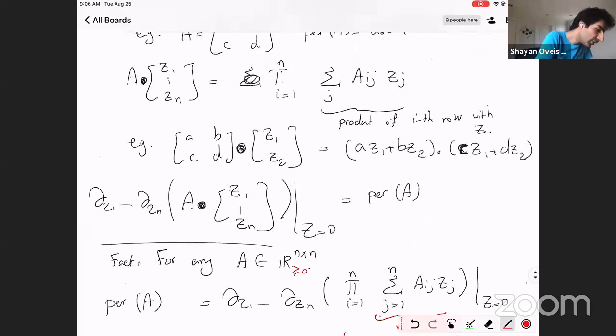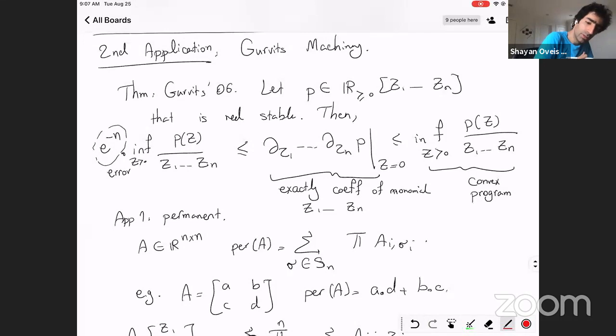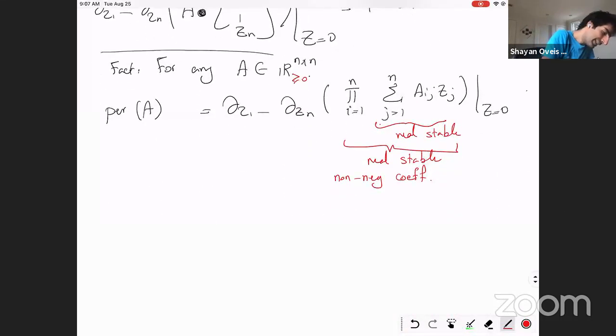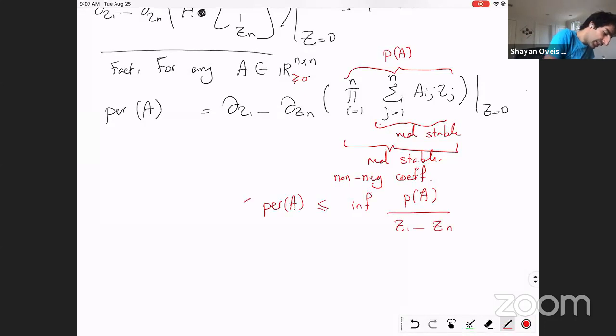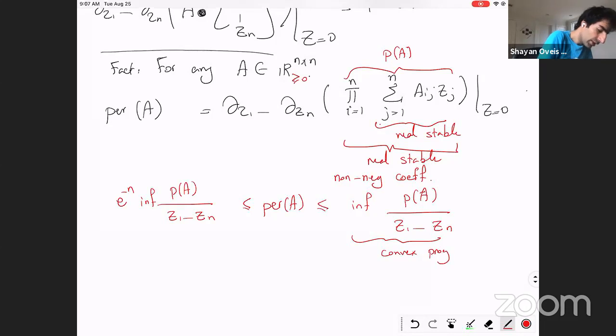Now you apply the Gurwitz theorem I said above. You apply that theorem, you get that the permanent of A is between the infimum of, let's call this polynomial P, P of A over Z1 up to Zn, and e to the minus n times the infimum of P of A over Z1 up to Zn. Now, I haven't proved it yet, but I told you that this can be cast as a convex program, so you can optimize it.